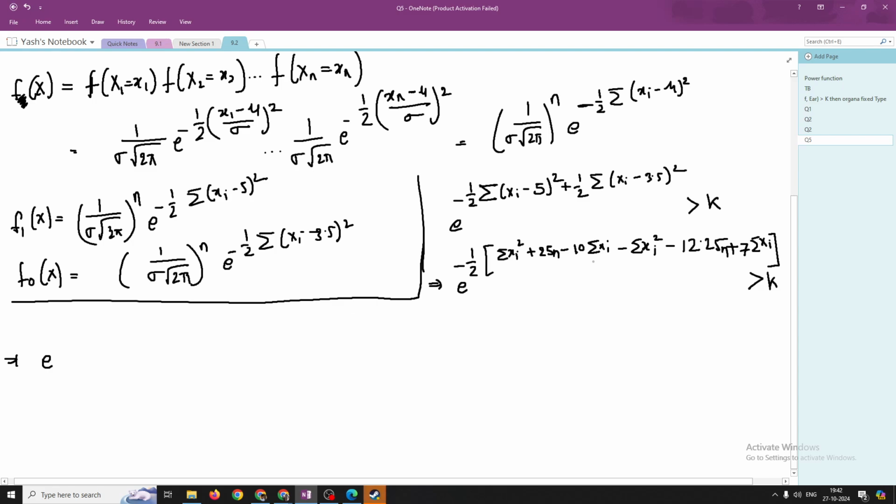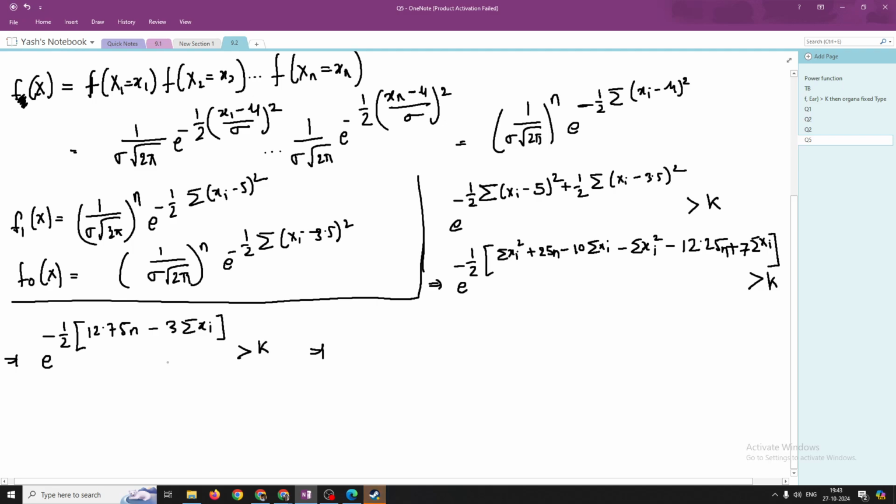Now what? Yeah. Now this all will cancel out. I should have 12.75 here, right? Let me calculate, one second. I don't want to take chances. What is 12.25 minus 25? 12.75, right? So I have minus half 12.75 n minus 3 summation xi, right? 3 summation xi, and that is greater than k.